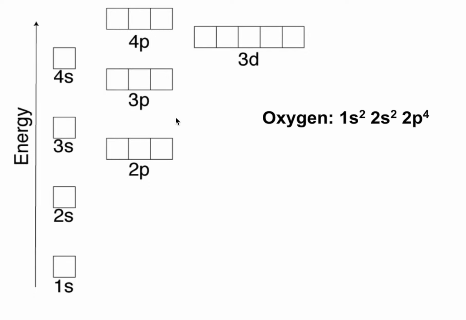Let's return to our example of oxygen. It has an electron configuration of 1s2, 2s2, 2p4. So let's begin filling the diagram.